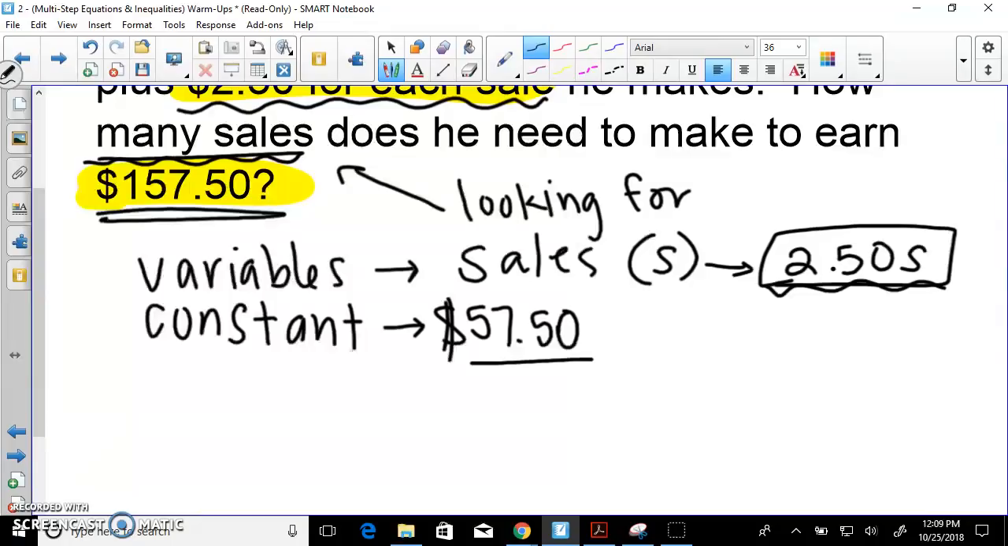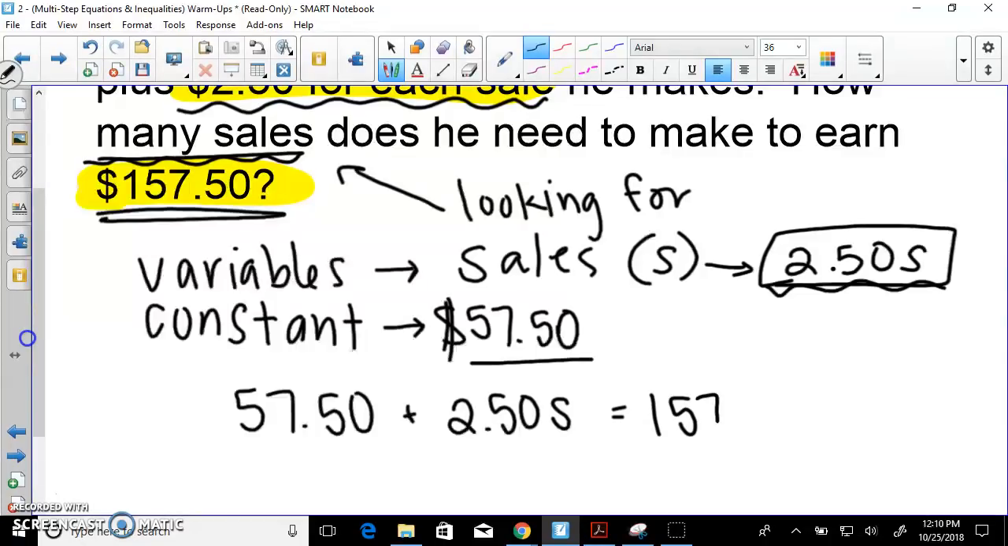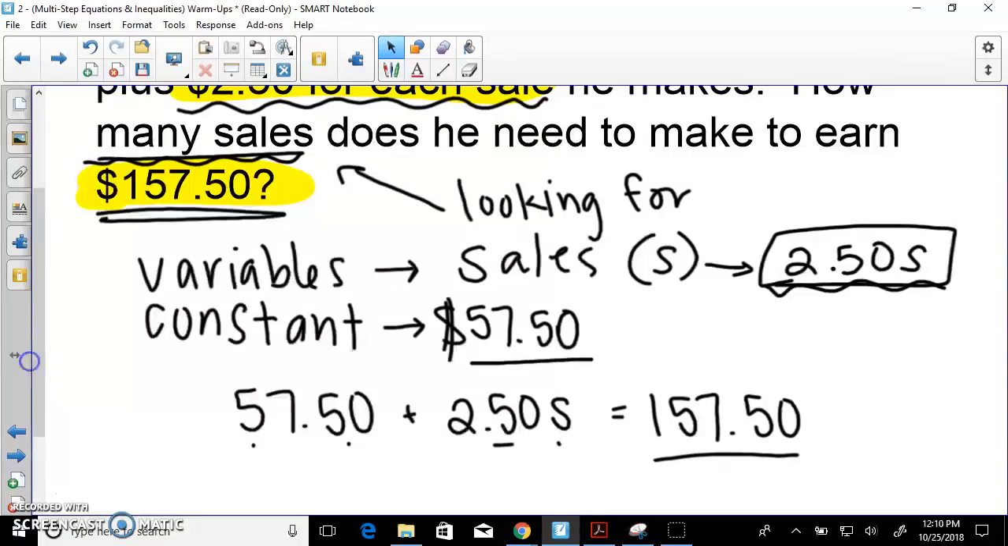Let's think about what it's saying. He walks in and he makes $57.50 per day, plus $2.50 for every sale. We want to know how many sales he needs to make a total of $157.50 in one day. So the relationship is that we're adding our constant and our coefficient with our variable to equal a total of this much. So now we have an equation that we can solve.